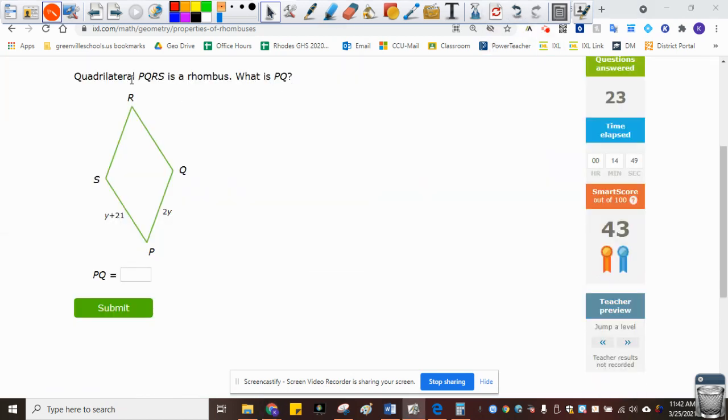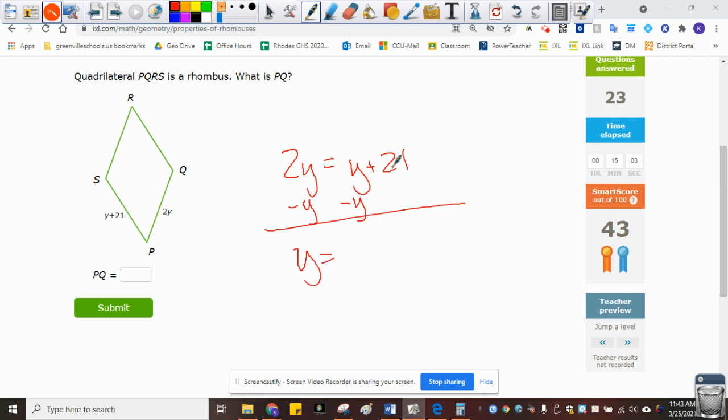Is this quadrilateral a rhombus? It is a rhombus. What would PQ be? Remember, with rhombuses, all sides are congruent. So set them equal to each other. I think we already did one of these in this video. So Y has to be 21, but it's not asking for Y, it's asking for PQ. PQ is 2Y, so that's 2 times 21. So your answer should be 42.